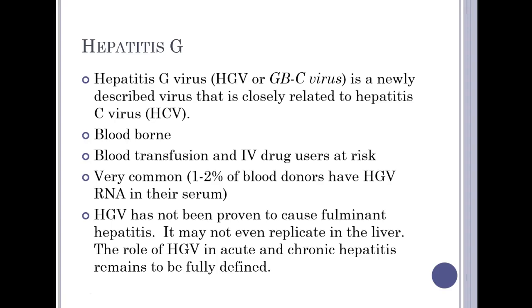Sorry, the last one's hepatitis G. The hepatitis G virus is very new, and it's closely related to the hepatitis C virus. It's bloodborne. It's usually IV drug users, and very commonly 1 to 2% of the donors have hepatitis G virus RNA in their serum. It's been proven to cause fulminant hepatitis. It cannot even replicate in the liver. The role of hepatitis G virus in acute and chronic hepatitis is not fully understood. So that concludes our section on hepatitis.